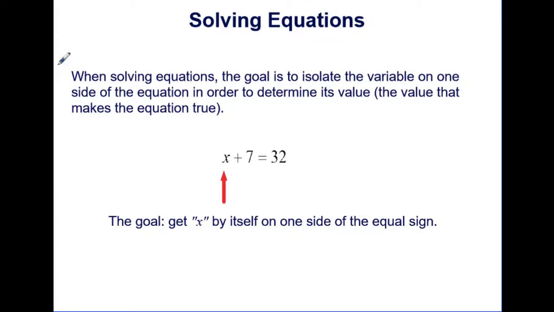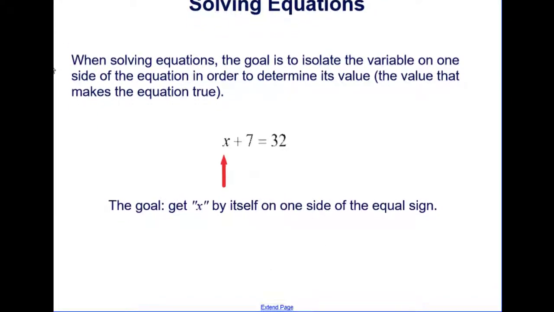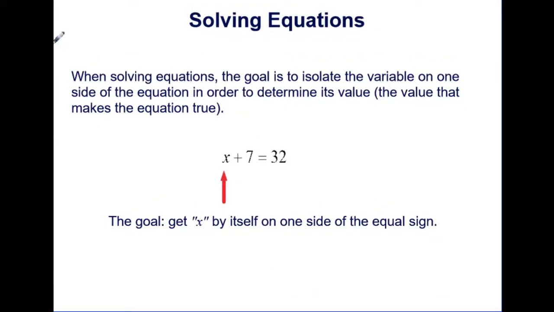When solving equations, the goal is to isolate the variable on one side of the equation in order to determine its value, the value that makes the equation true. So here the goal is to get x by itself on one side of the equal sign, and we generally want it on the left. So let's look at x plus 7 equals 32. Again, we want to think what would make the x be by itself.